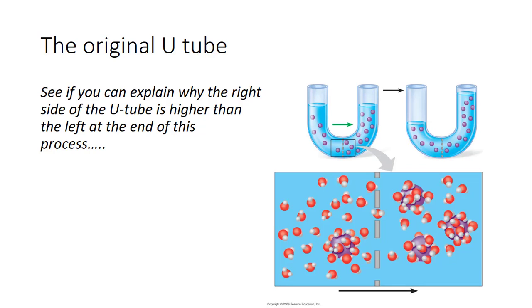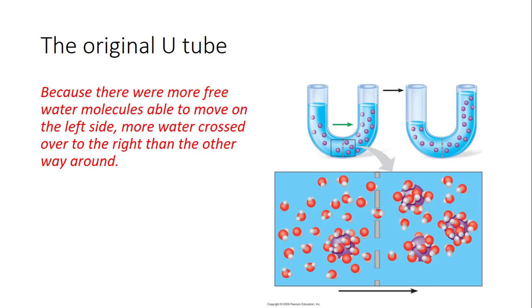Okay, hopefully you've had enough time to jot down a brief answer. Here's the answer I gave, so if your answer is anything like this, you're in good shape. Because there were more free water molecules able to move on the left side here, more water crossed over to the right than the other way around. So water would be traveling in both directions, but the net flow would be towards the right in this case.